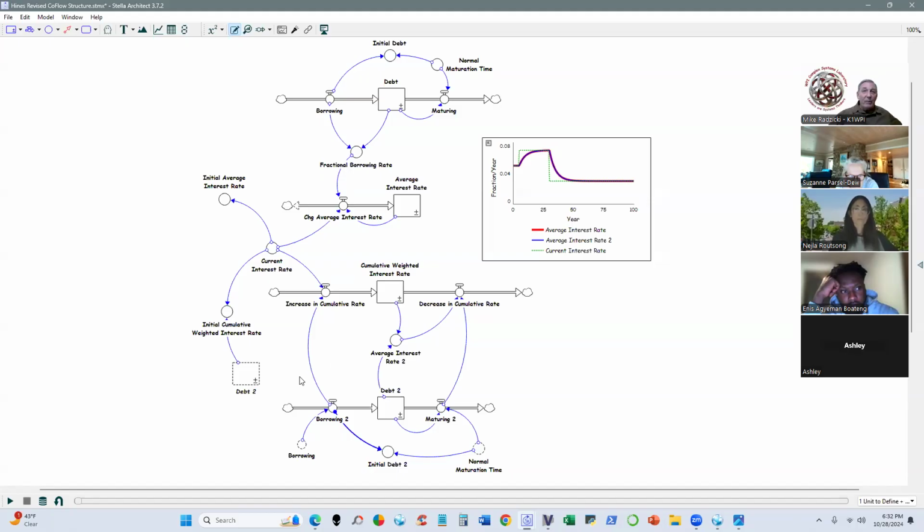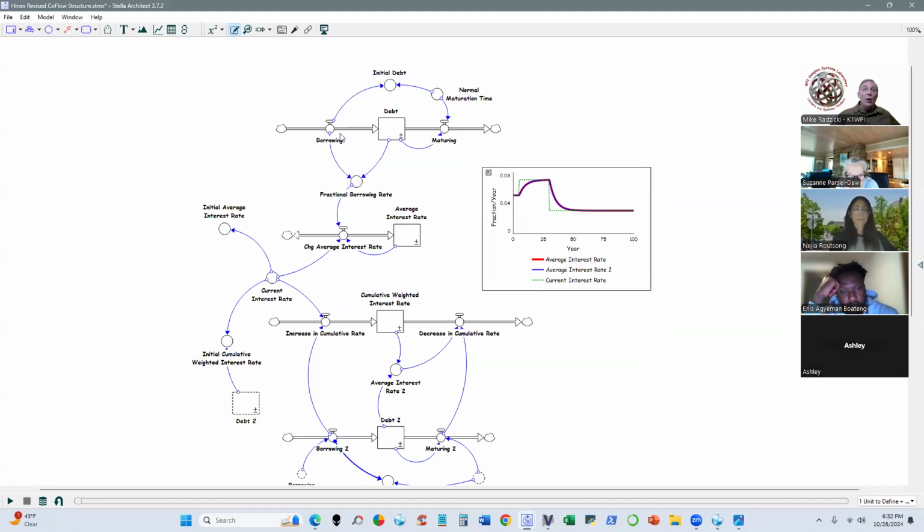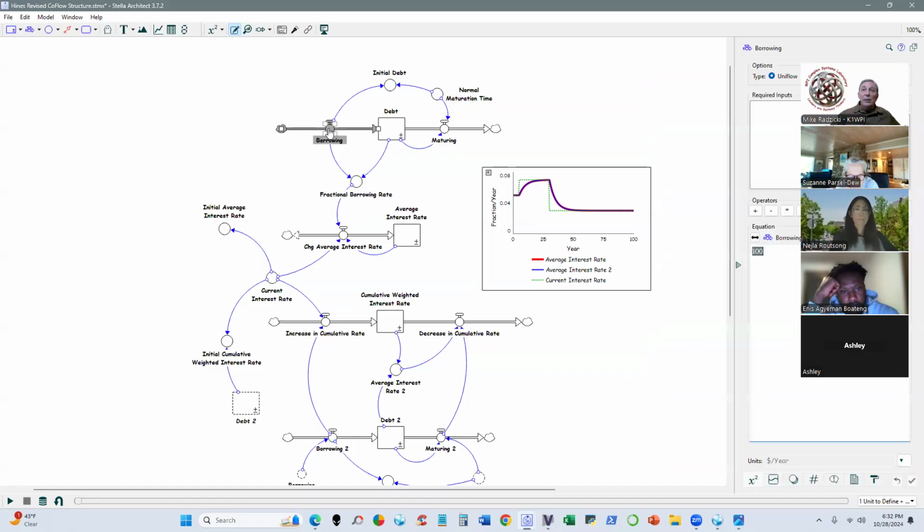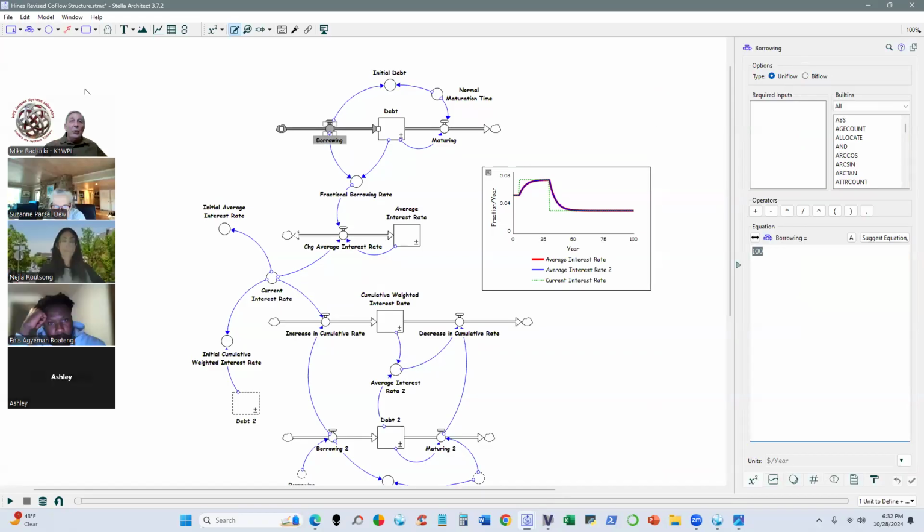Okay. So what's happening here is the borrowing is up here. So what did I do here? What did Jim do here? Let me move this out of the way. So borrowing is at 100. Let's see, what do we have here? And there's the interest rate that's associated with the latest debt. So as you're taking on new debt, there's a different interest rate.